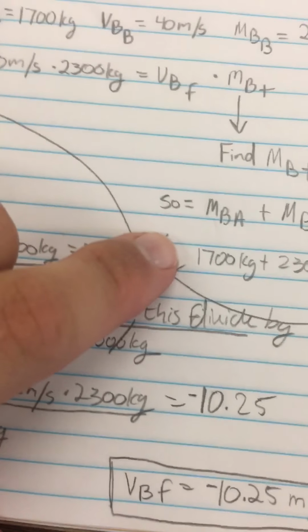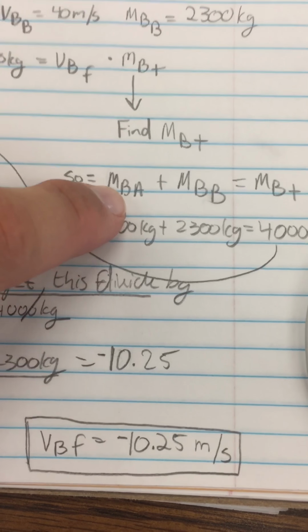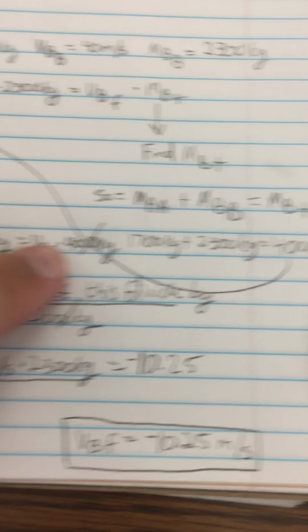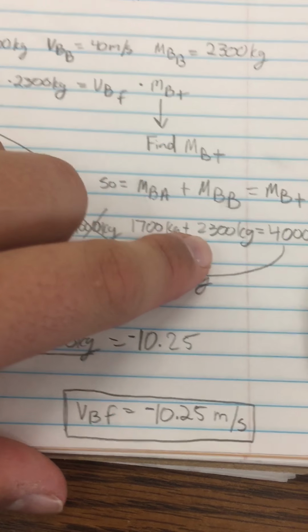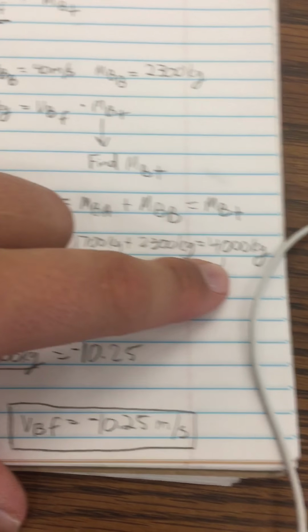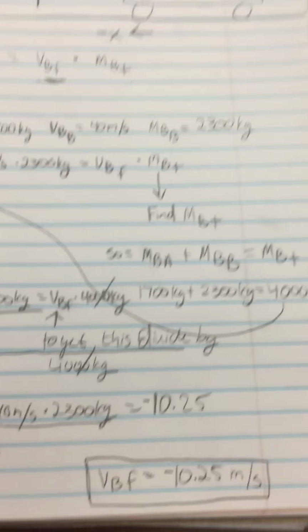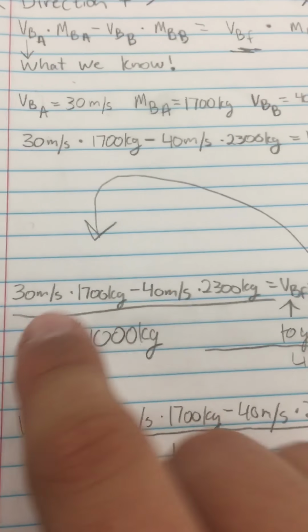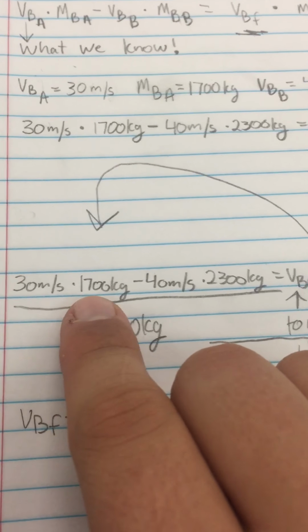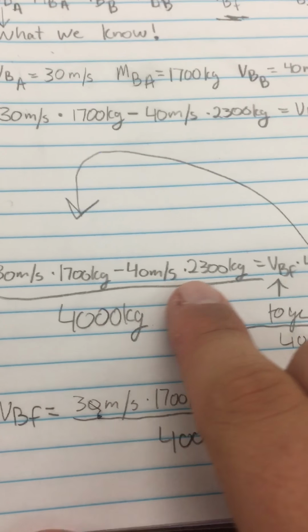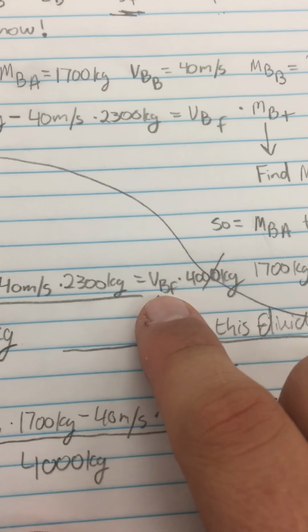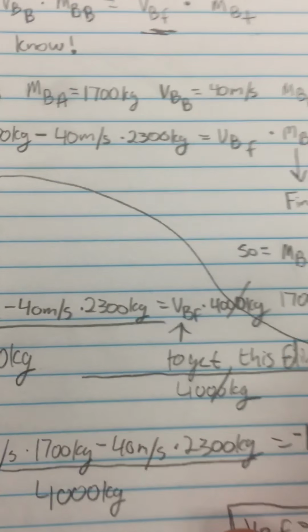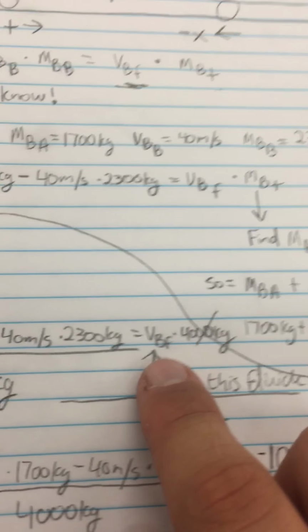So what I did was figure out that the mass of bus A plus the mass of bus B will equal the mass of the buses total. So I did 1,700 kilograms for mass of bus A plus 2,300 kilograms for mass of bus B equals 4,000 kilograms. Okay, so then we bring down all that we know into our formula: 30 meters per second times 1,700 kilograms minus 40 meters per second times 2,300 kilograms equals the velocity of bus final times the 4,000 kilograms, which we found for the mass of the buses total.